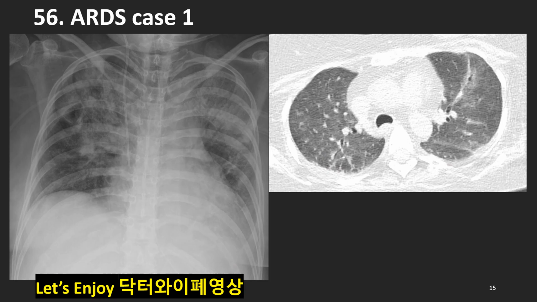Let's begin the museum tour. First case. On your left side, the chest AP supine film shows bilateral, diffuse ground glass opacity or haziness of upper lobe dominancy. There is a central line to the right atrium. That means he is in the ICU and not in good condition. On your right side, CT shows the upper lobe bilateral ground glass opacity of ARDS.